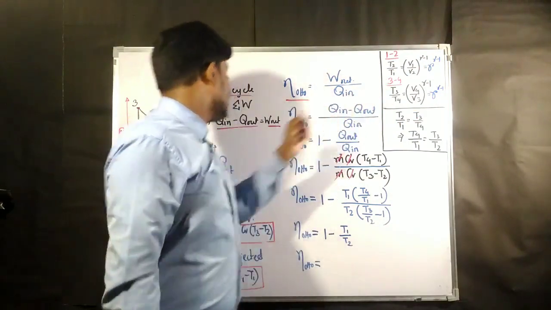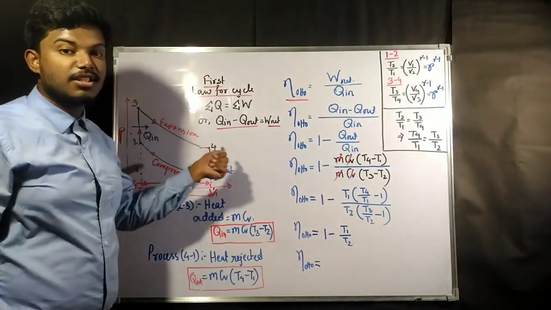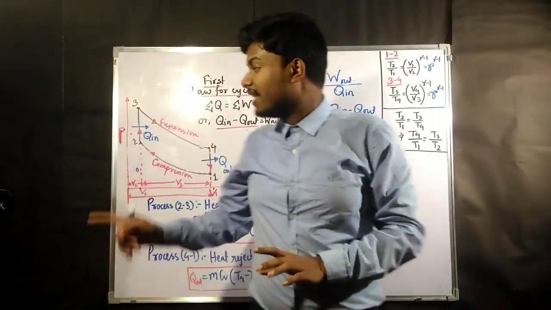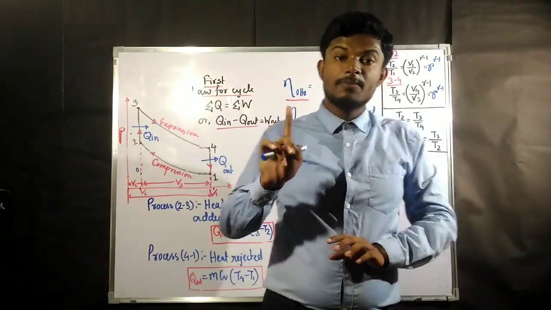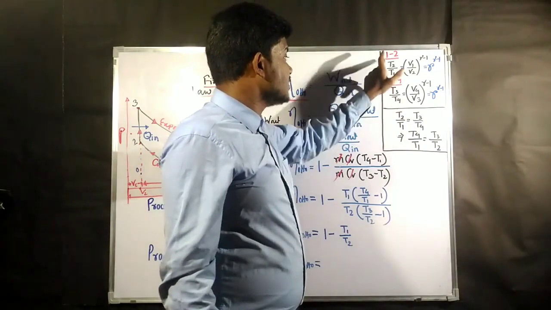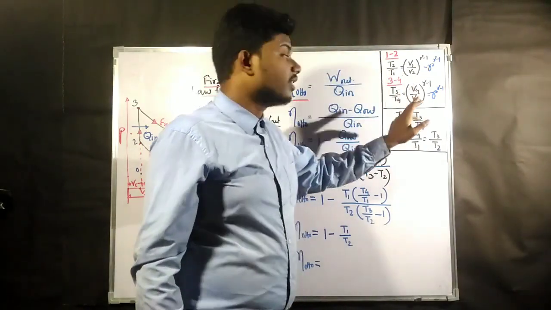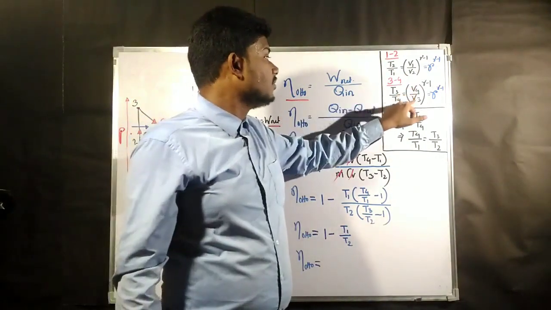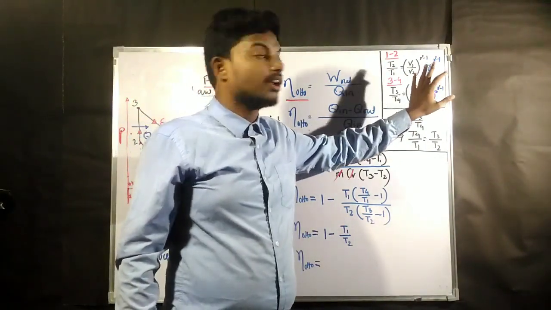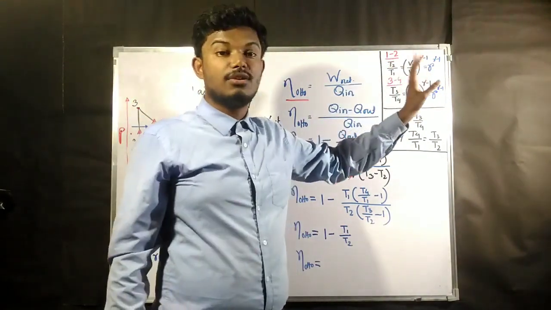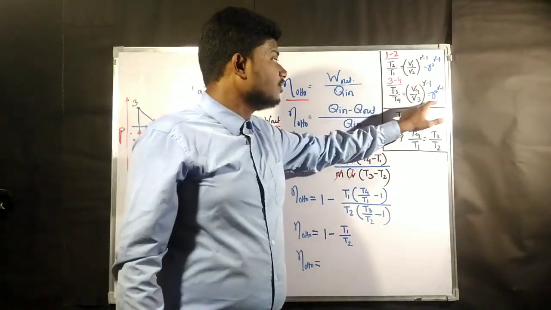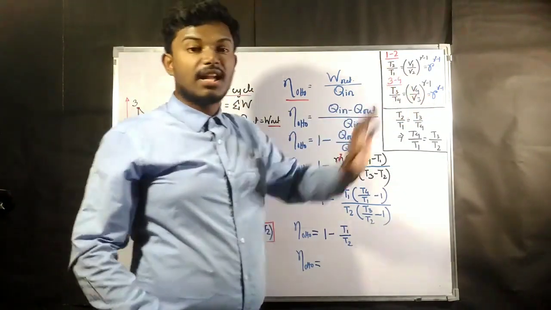Similarly, 3 to 4 is an expansion stroke, but this is also an adiabatic process. Since it is an adiabatic process, this relation is again going to be valid. That means T3 by T4 is equal to V4 by V3 to the power gamma minus 1. So these are the formulas you need to recapitulate before you start this chapter. You will find in your notes that these are the conditions.